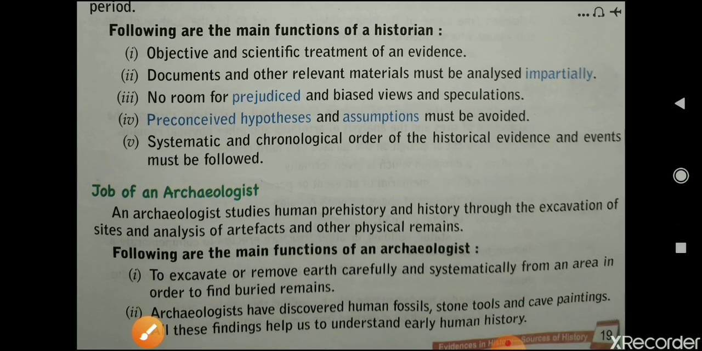Now the job of an archaeologist. An archaeologist studies human prehistory and history through excavation of sites, analysis of artifacts and other physical remains. Now the main functions of archaeologists are to excavate and remove earth carefully and systematically from an area in order to find buried remains. Means from any area, the old buried remains are to be taken out carefully and systematically.